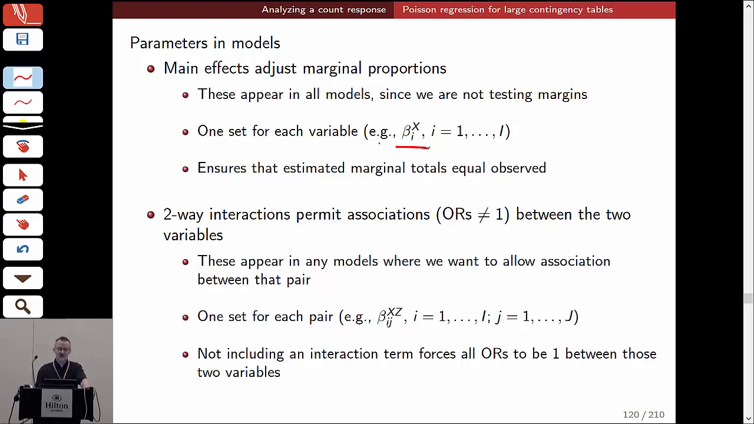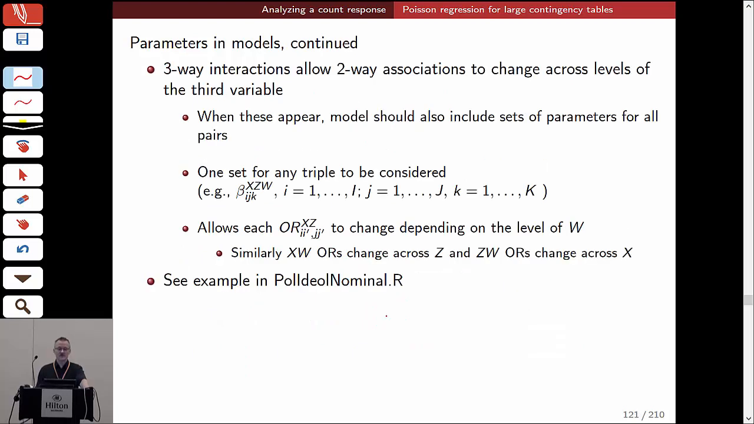So you have a pair of variables, xz. You could have the xw and the zw interactions also added into the model. Not including an interaction term forces all of the odds ratios relating to those two variables to be equal to 1. So if you want to allow them to not be 1, you have to include the variables in the model. But then there's this new concept.